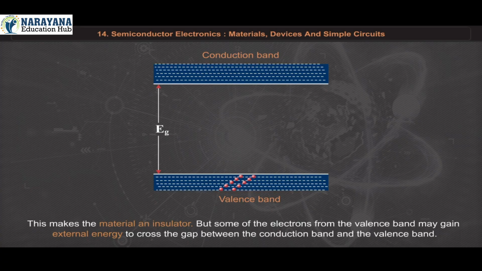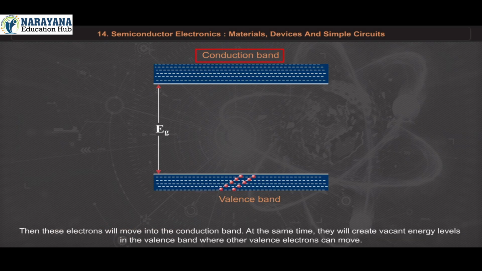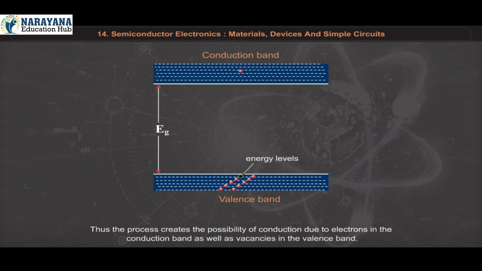But some of the electrons from the valence band may gain external energy to cross the gap between the conduction band and the valence band. Then these electrons will move into the conduction band. At the same time, they will create vacant energy levels in the valence band where other valence electrons can move. Thus, the process creates the possibility of conduction due to electrons in the conduction band as well as vacancies in the valence band.